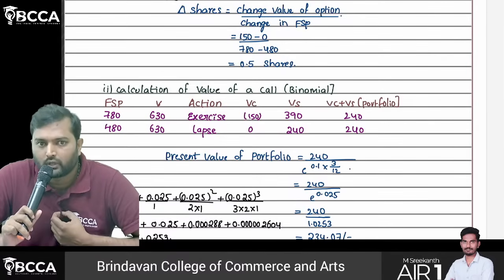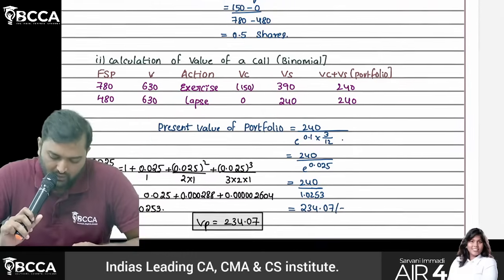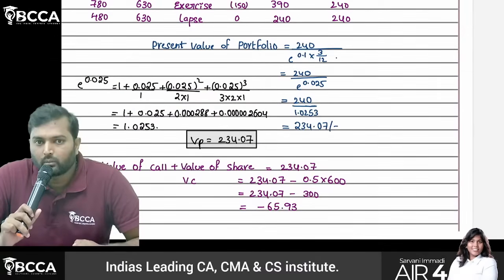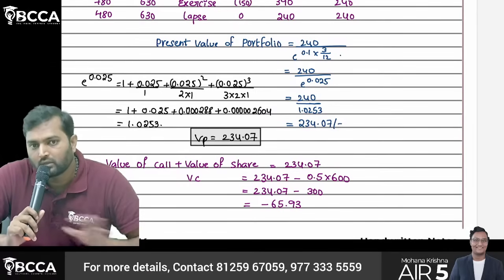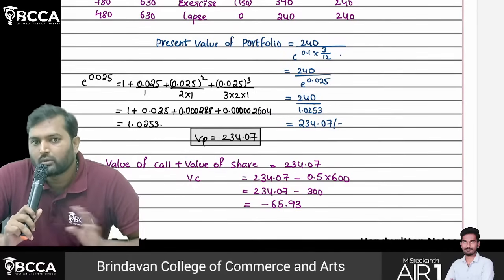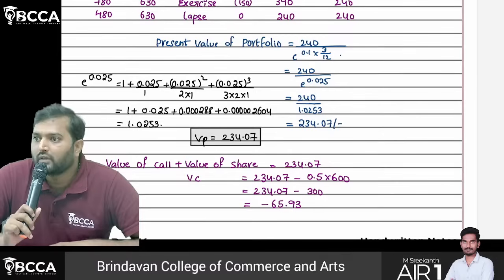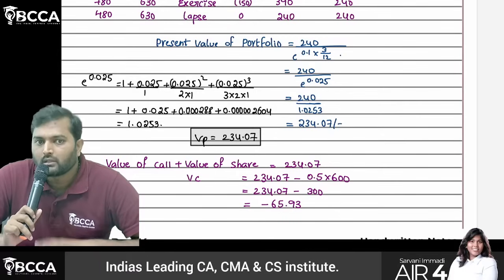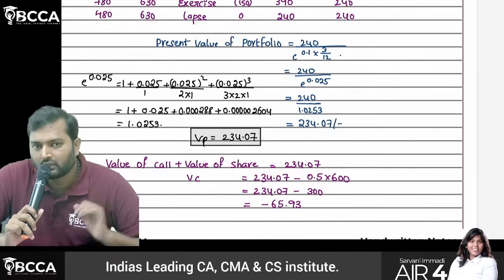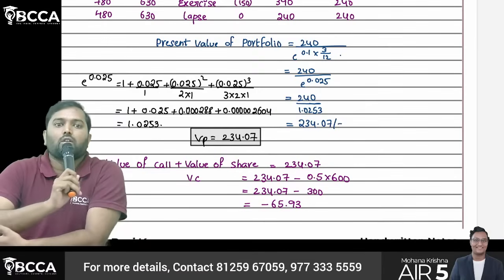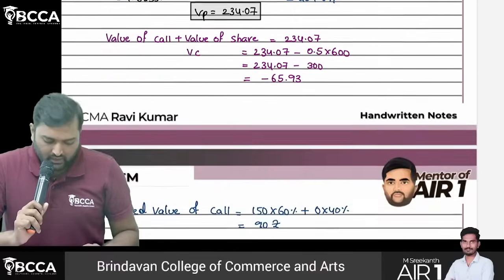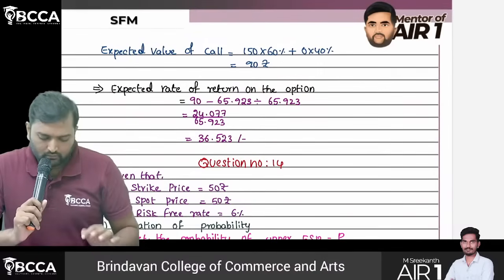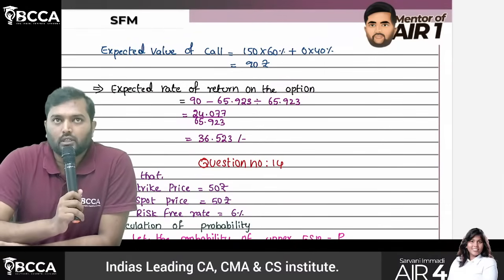So bring the 240 to present value. You will get 234.07. From this 234.07, reduce the value of a share. What is the value of a share as on today? 600 into 0.5, 300. So the balance figure is the value of a call. Clear? And in this question, the third part is a little different. I mean, it is not conceptual.